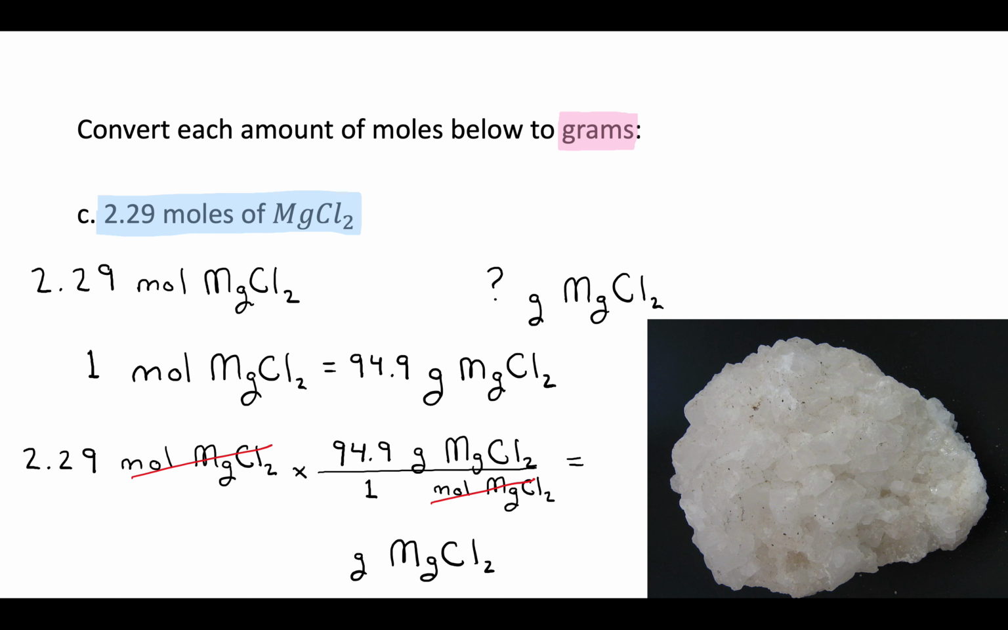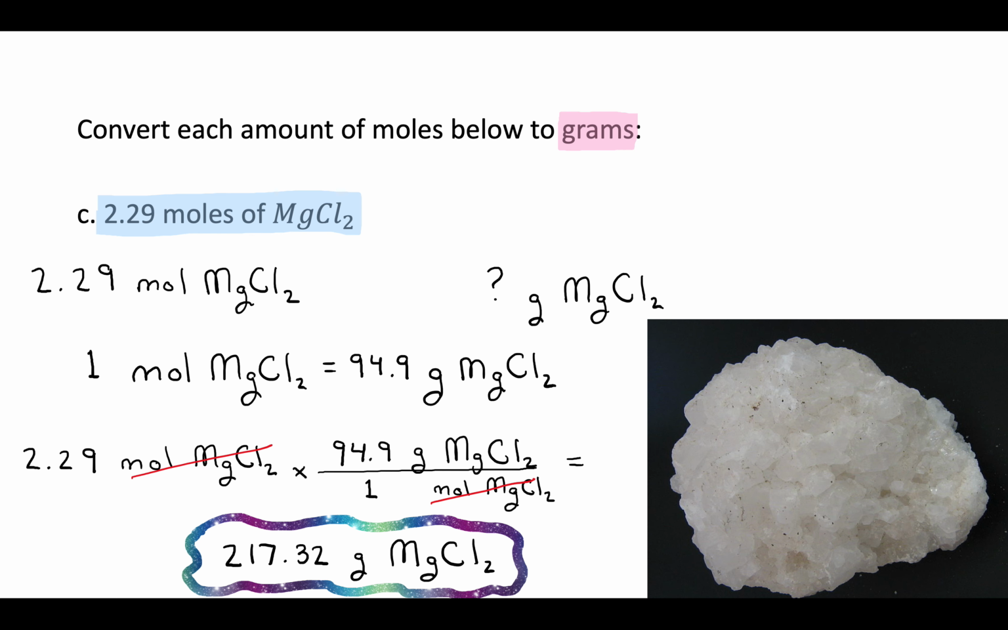So if you punch this in a calculator, it'd be 2.29 times 94.9, enter, divided by 1, enter, you should get something like 217.32 grams of magnesium chloride. So 2.29 moles of magnesium chloride would weigh 217.32 grams of magnesium chloride.